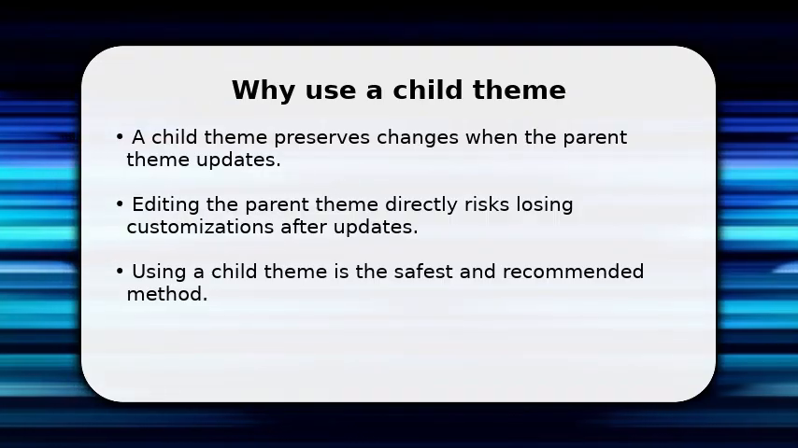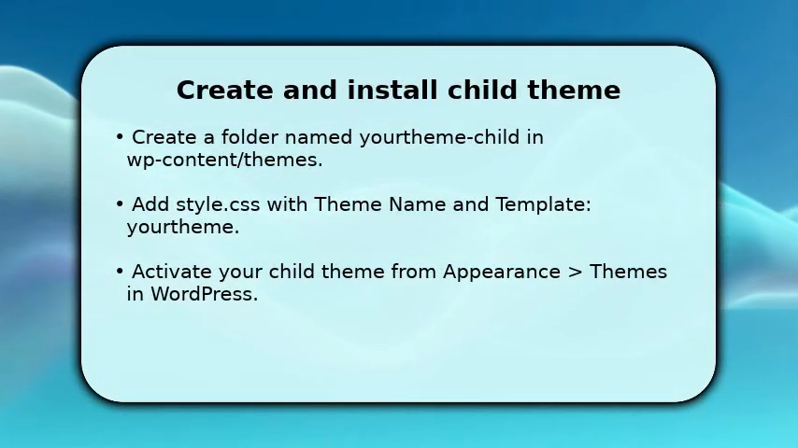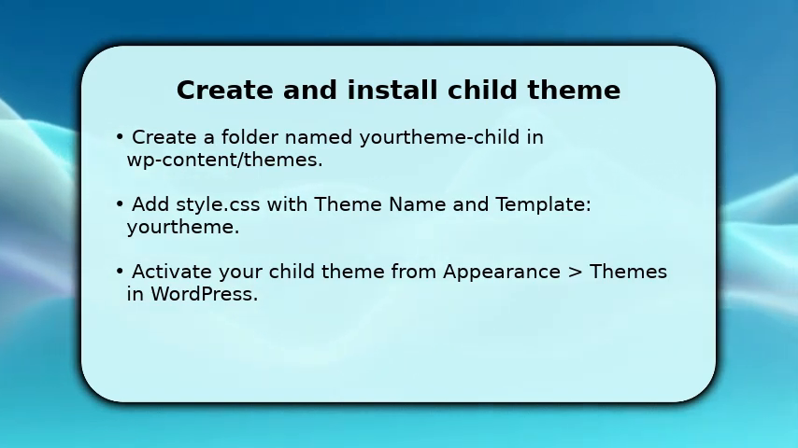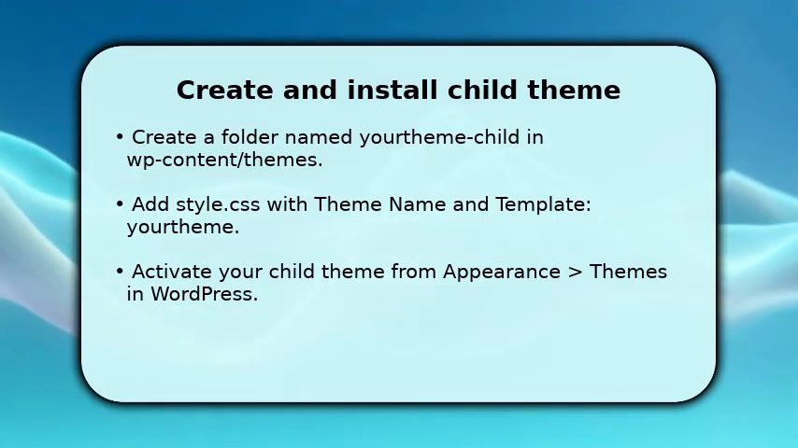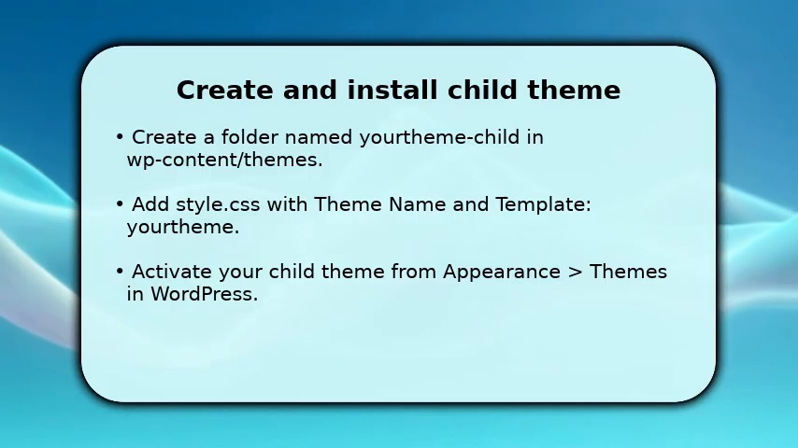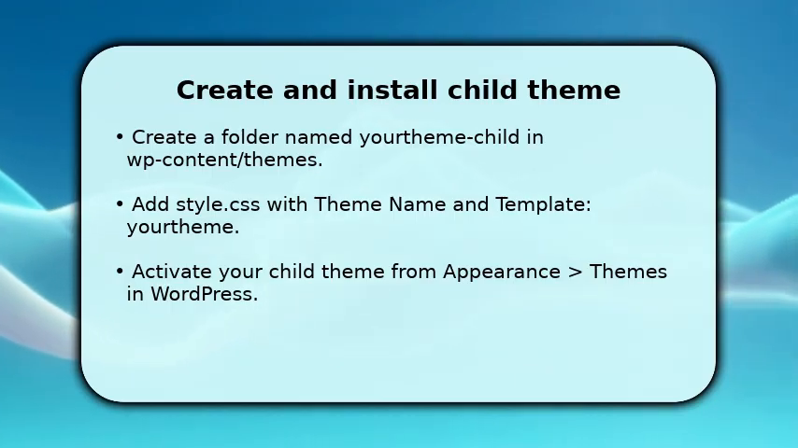Create a folder named your-theme-child in wp-content/themes using FTP or File Manager. Add a style.css that includes the theme name and template: your theme in the header. Add a functions.php that enqueues the parent stylesheet properly using wp_enqueue_style.